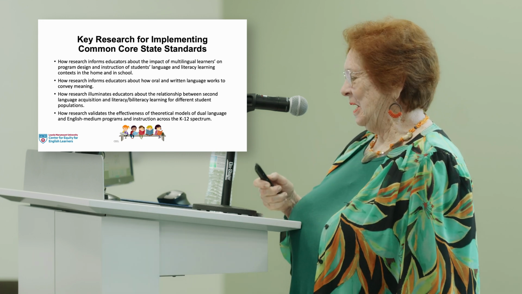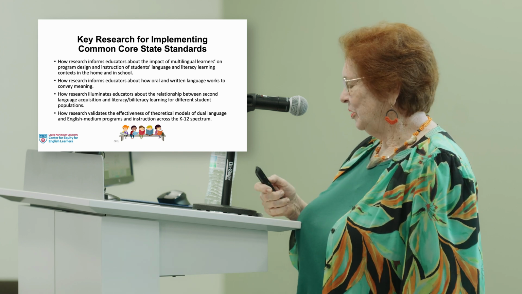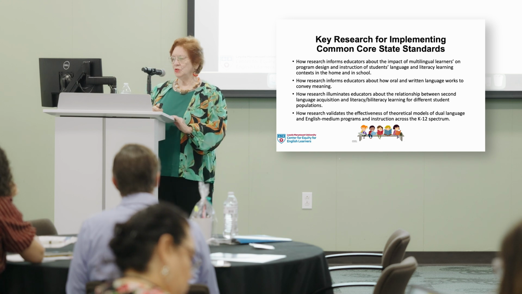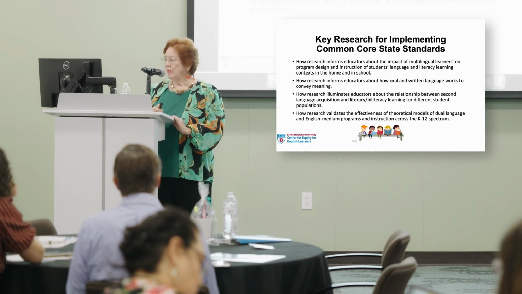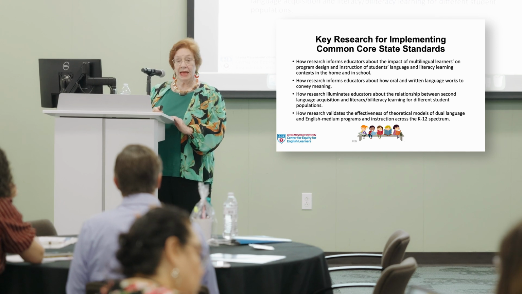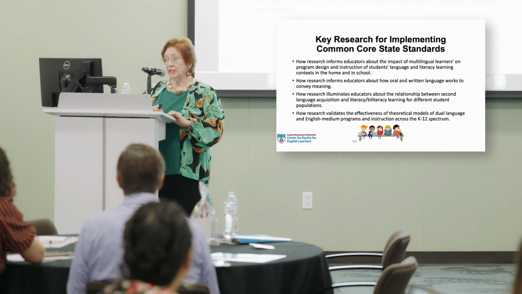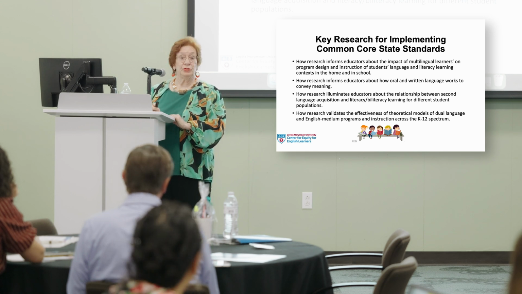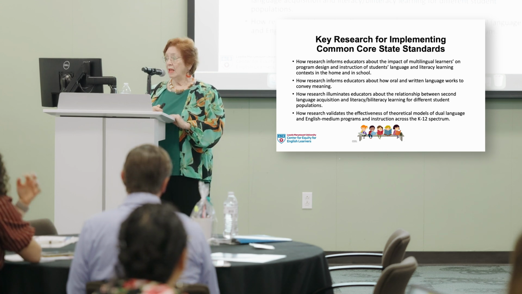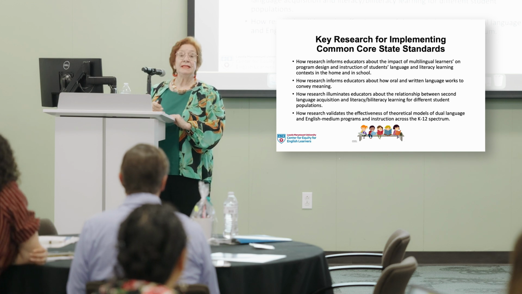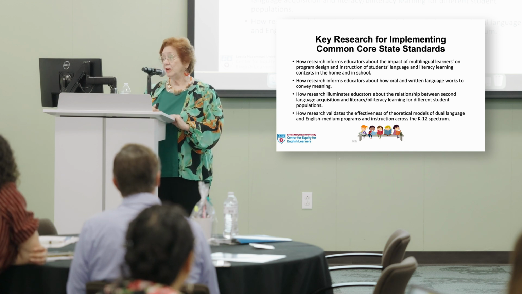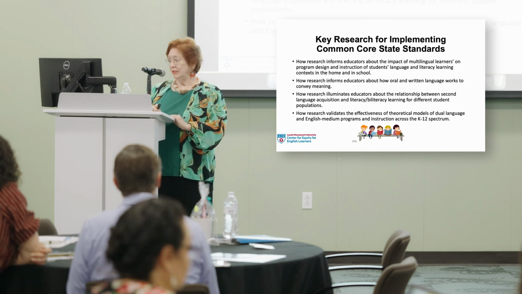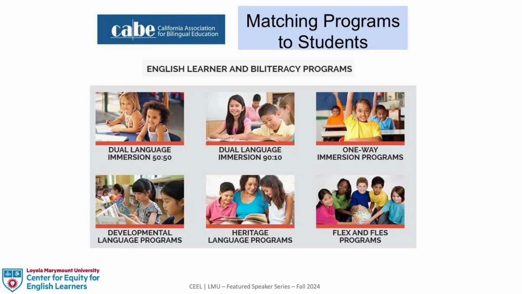And so looking at the history of the descriptions of language that we have from psycholinguistics and sociolinguistics is important. And then we also look at how second language acquisition and second language proficiency are important elements in literacy and biliteracy learning for different student populations. And then how research validates the effectiveness of different theoretical models for dual language and English medium programs in instruction, looking at the whole spectrum from K to 12.